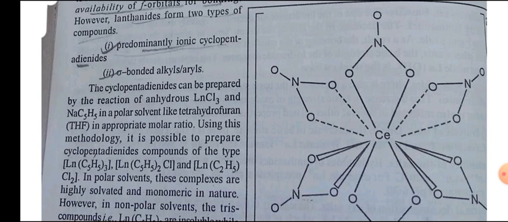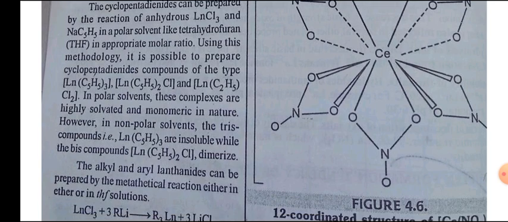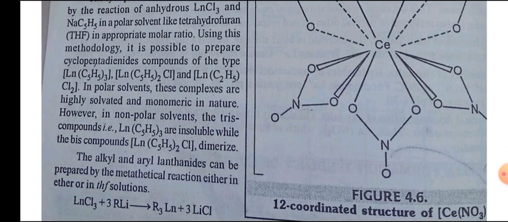The cyclopentadienyls can be prepared by the reaction of anhydrous LnCl3 and NaC5H5 in a polar solvent like tetrahydrofuran, THF, in appropriate molar ratio. Using this methodology, it is possible to prepare cyclopentadienyl compounds of the type. In polar solvents, these complexes are highly solvated and monomeric in nature. However, in non-polar solvents, the tri compounds are insoluble while the bi compounds dimerize.